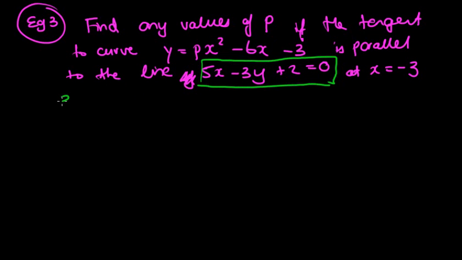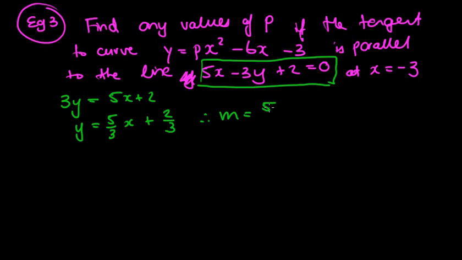So let's put this in the format of y equals mx plus b. So 3y equals 5x plus 2. So y is equal to 5 over 3 x plus 2 over 3. Therefore, my gradient is equal to 5 over 3. Okay, so that's fairly significant.